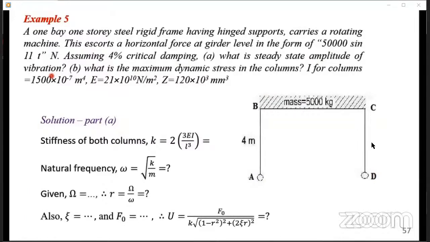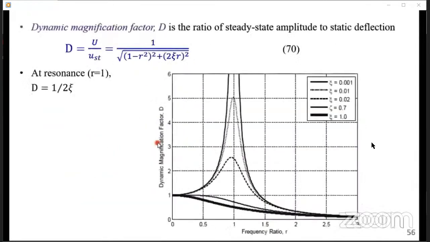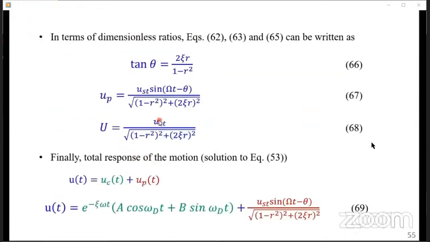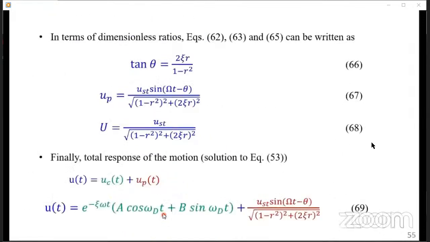And the solution for part A: we are asking, what is the steady state response or amplitude? What is the steady state amplitude? What we are required to obtain here is capital U. Of course, from equation 68, capital U is UST over the root of that. And UST, you can go back here, UST is equal to F naught over K. The UST is the static deflection.